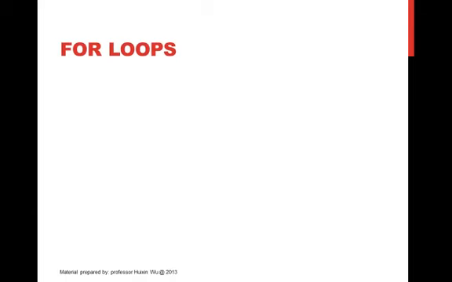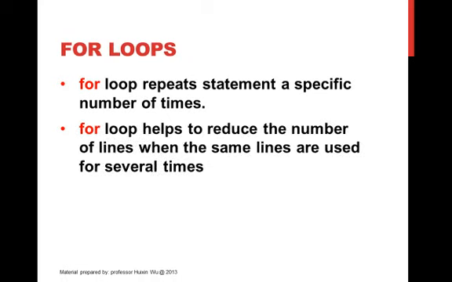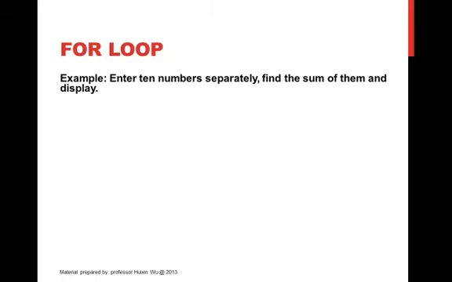For loops. A for loop repeats a statement a specific number of times. It helps to reduce the number of lines when the same lines are used several times. For example, we want to write a program that collects 10 different numbers, adds the numbers, and displays the sum of them. If we want to write the program in a simple way, to collect the value for each variable, we will need to write 10 input lines, and then add them and display them.